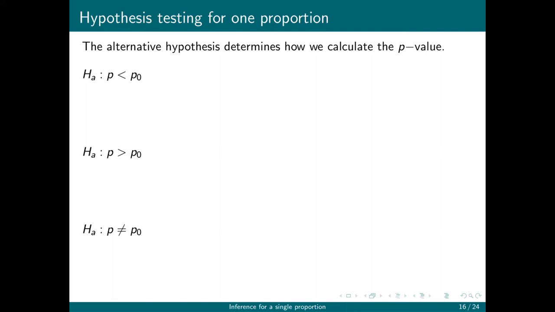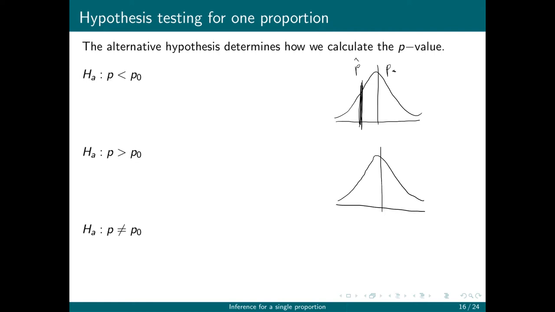The alternative hypothesis is going to determine how we calculate the p-value. So we know that the p-hats follow a normal distribution centered at p-naught. So let's say that my p-hat is whatever this is. All right, I'm going to draw three different pictures here. Not all the same. They should be, but they're not.